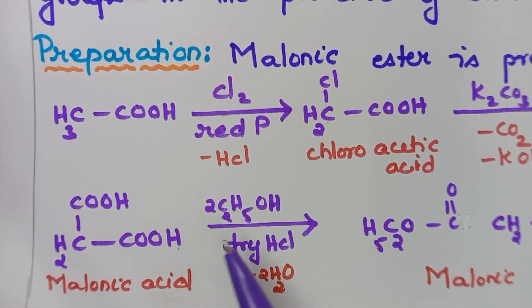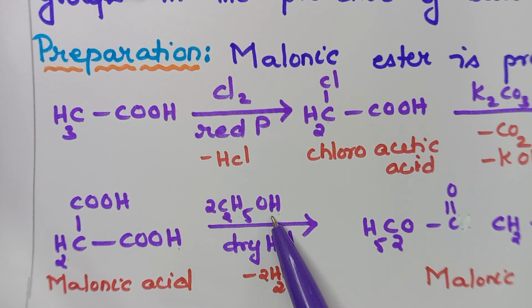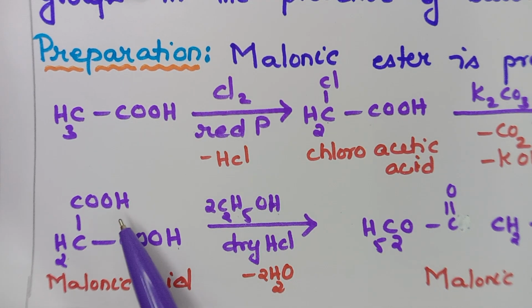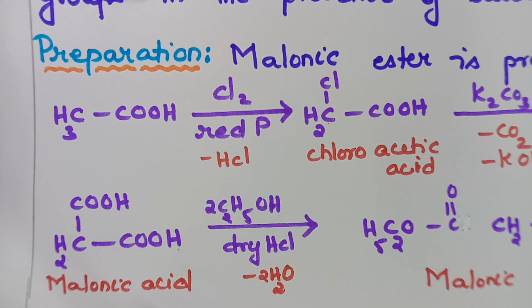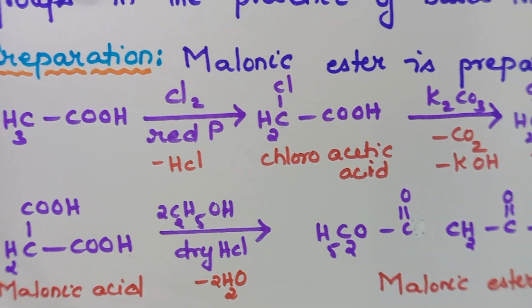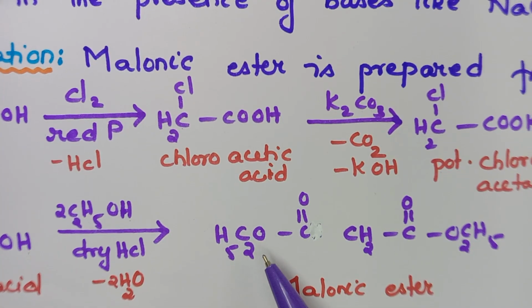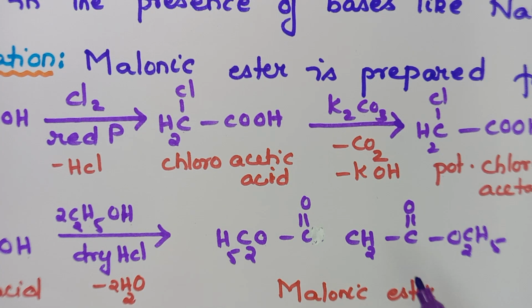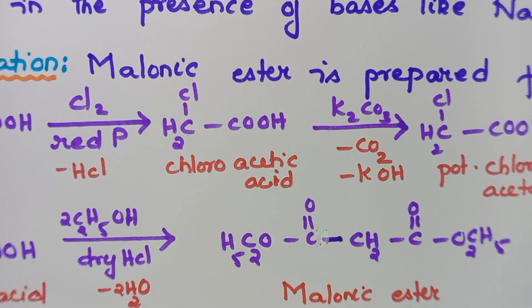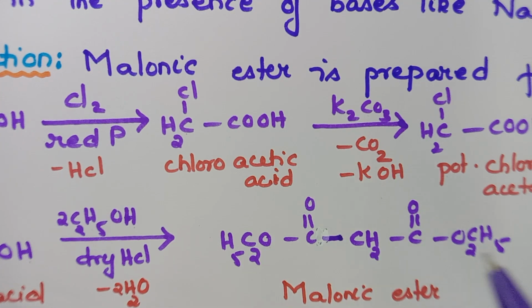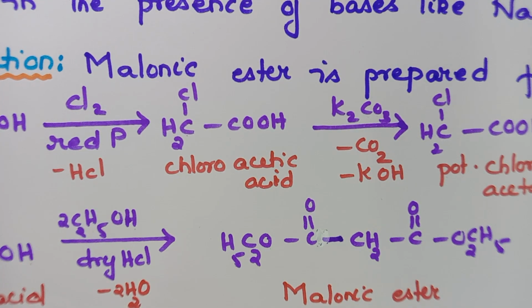Now this malonic acid, when treated with 2 C2H5OH, ethanol or ethyl alcohol, in the presence of dry HCl, 2 water molecules will be eliminated, and here we will get OC2H5. Also this hydrogen will be replaced by OC2H5. Look here, the final compound: OC2H5, C double bond O, CH2, C double bond O, OC2H5. This is nothing but our malonic ester, students.